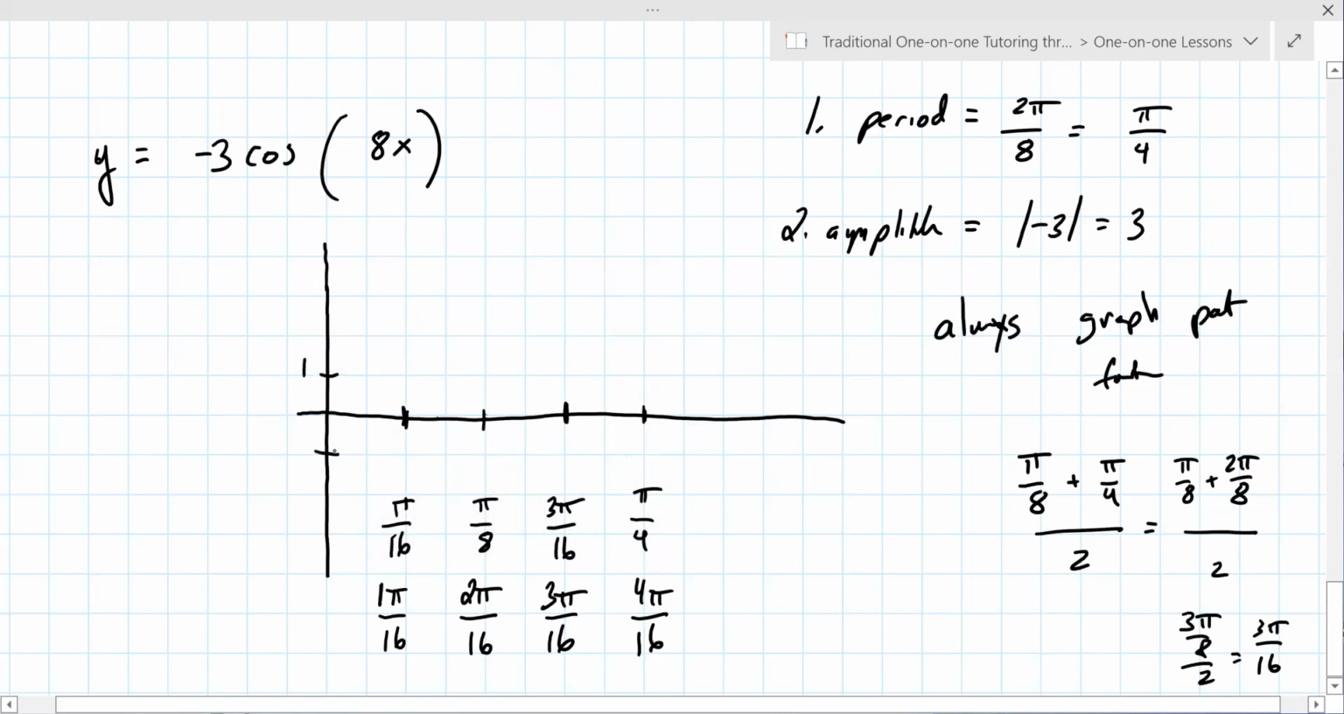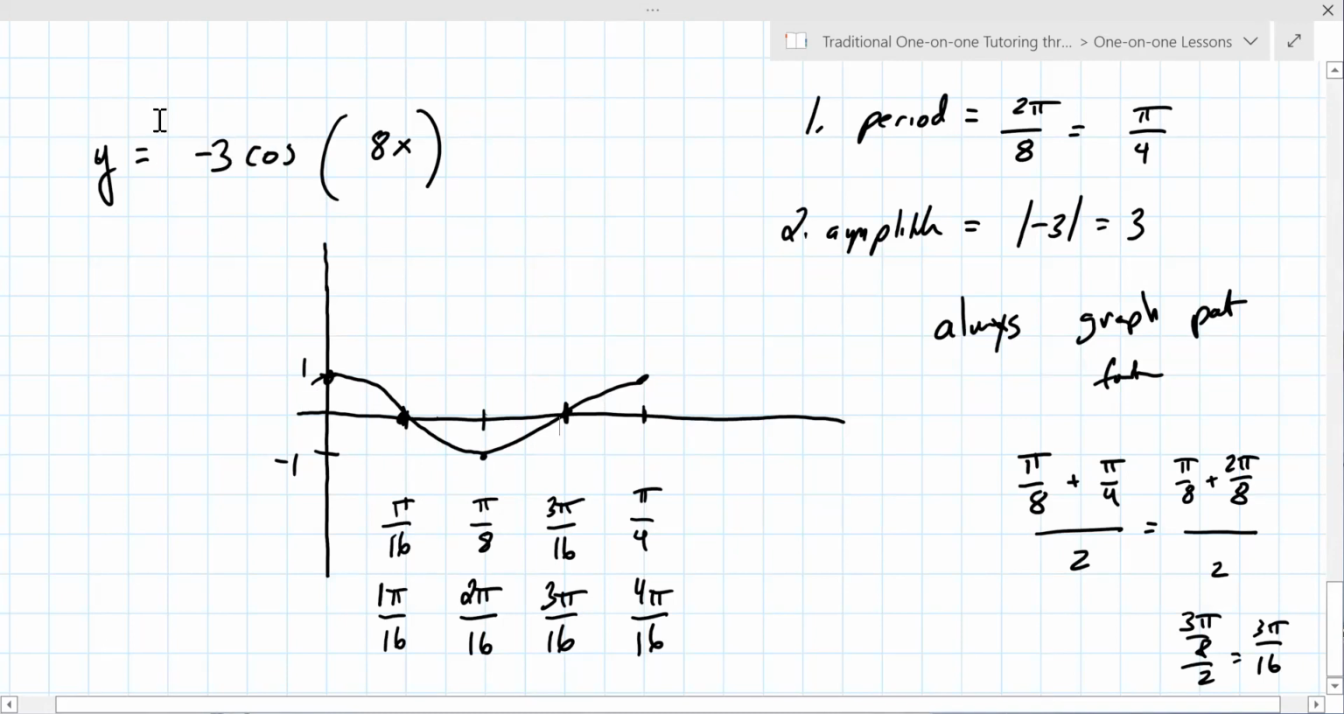This is 1. This is -1. So it starts high, goes low, comes up, and make them kind of smooth. Some instructors are really picky on how you make these things look, and that wasn't my best effort. But the point is, don't draw straight lines because they're not straight lines.